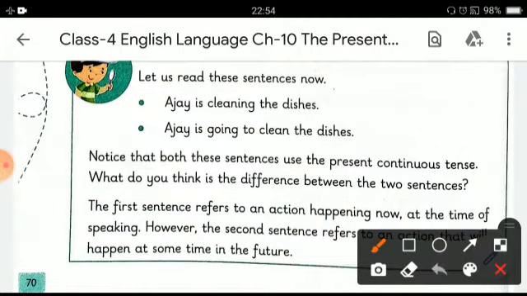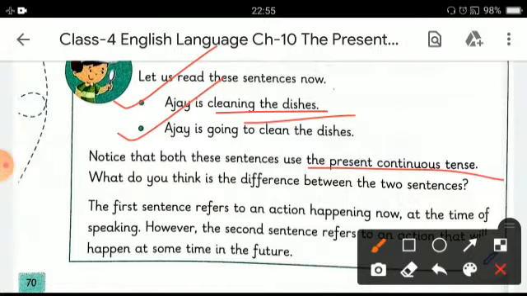Let us read these sentences now. Ajay is cleaning the dishes. Ajay is going to clean the dishes. Now see the difference. Notice that both these sentences are using the present continuous tense. And what do you think is the difference between the two sentences? The first sentence refers to an action that is happening now.